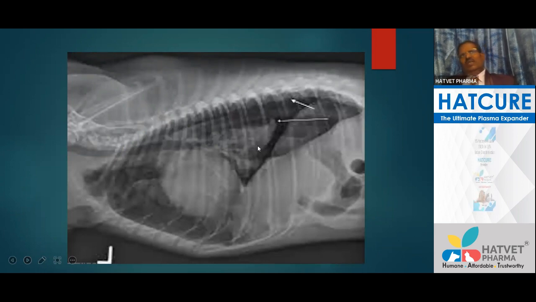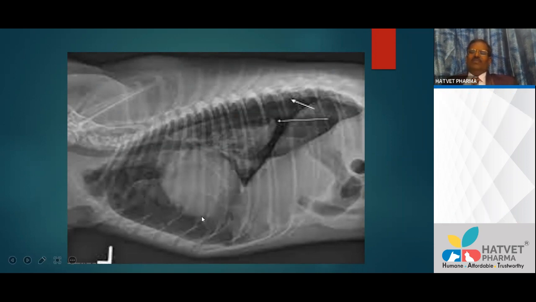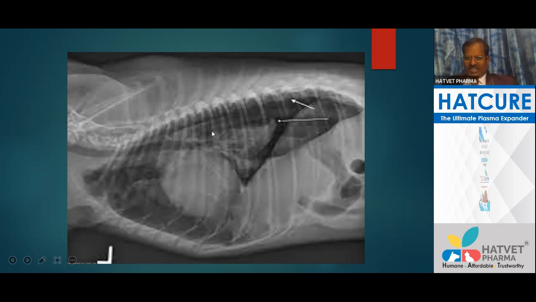Similarly, other conditions also cause hypotension, like pneumothorax. I already told you, in pneumothorax, normally the heart slightly touches the sternal border. In case of pneumothorax, you can see the heart lifted away from the sternum. So in these cases, you have to do a thoracocentesis.